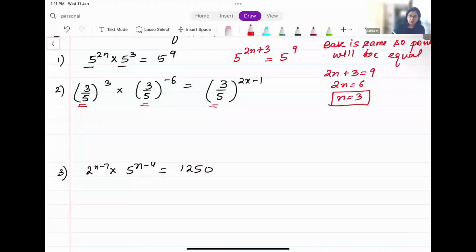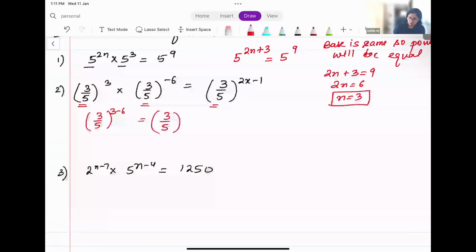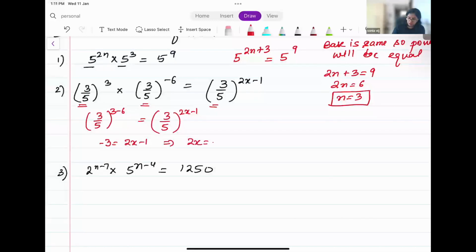First, applying the laws on the left-hand side, this becomes (3/5) to the power 3 minus 6, which is equal to (3/5) to the power 2x minus 1. Since the base is the same, the powers will be equal. So we'll write minus 3 equals 2x minus 1. It implies 2x is equal to minus 2 and x is equal to minus 1.